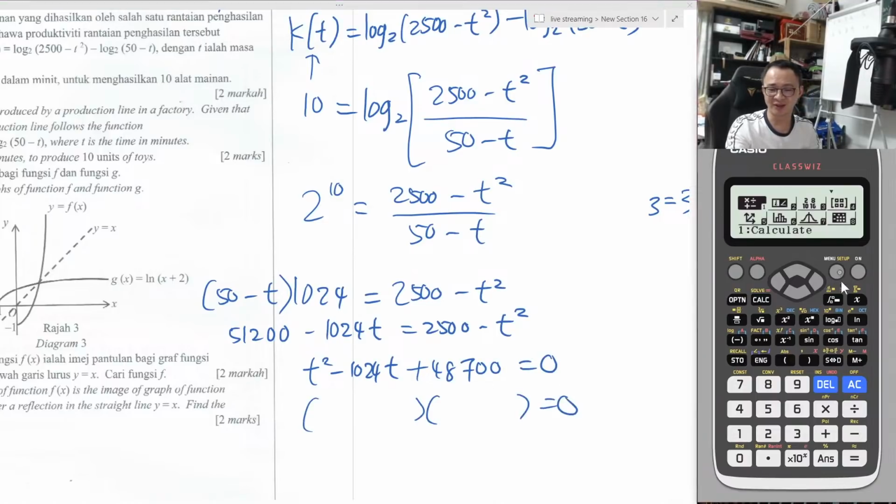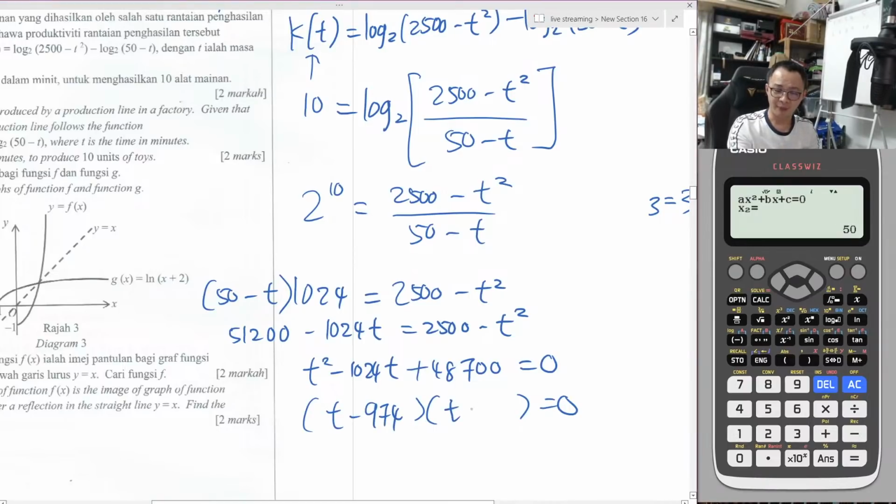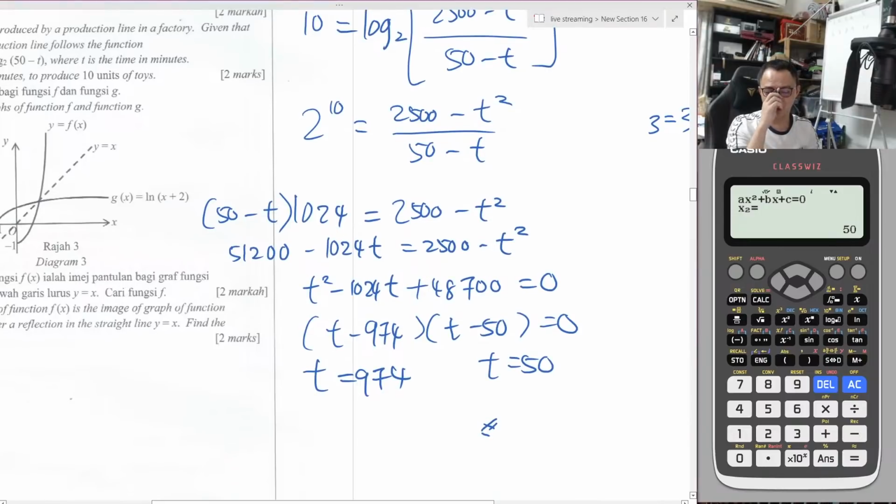I will use a calculator. The number is way too big than I imagined. So a is 1, b is negative 1024, c is 48700. Okay, so (t minus 974) and (t minus 50). So here we have two answers. But the marking scheme actually chooses t equals 974. In this case, I will reject this one because this one cannot be the answer.